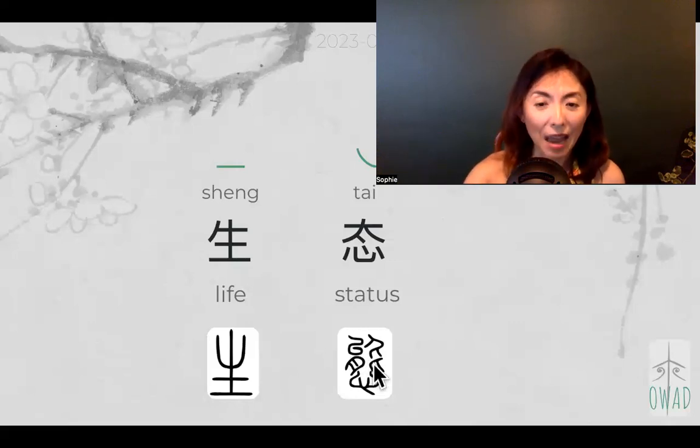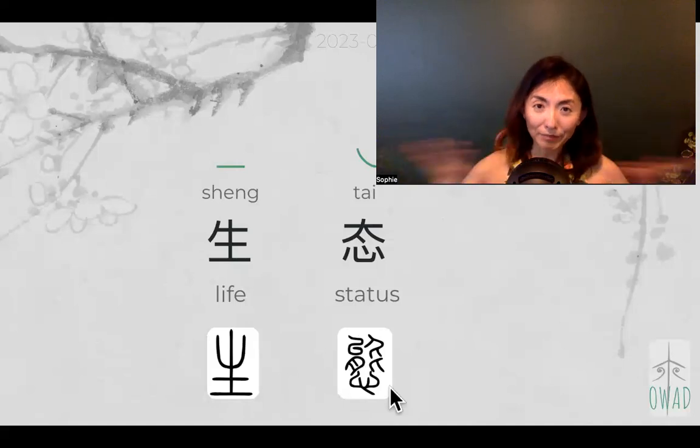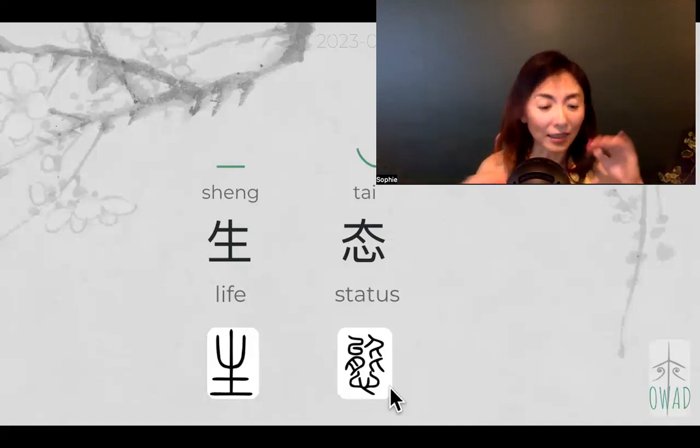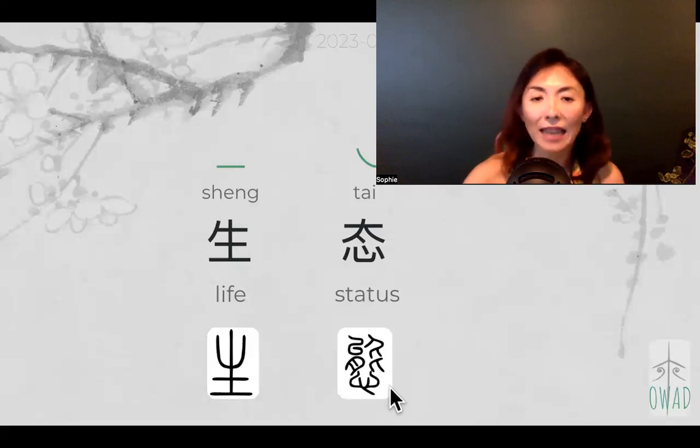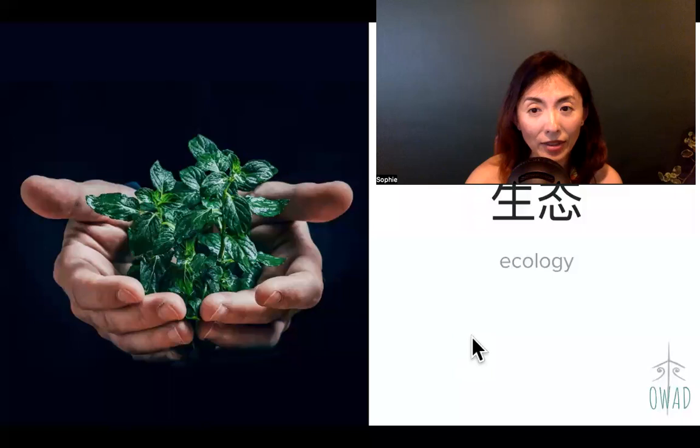How are we going to explain what status is? Status, now unpacked, is just two parts, physical and mental. Both combined make up our state of being. So that's status. Okay, life status is a Chinese way to say ecology.